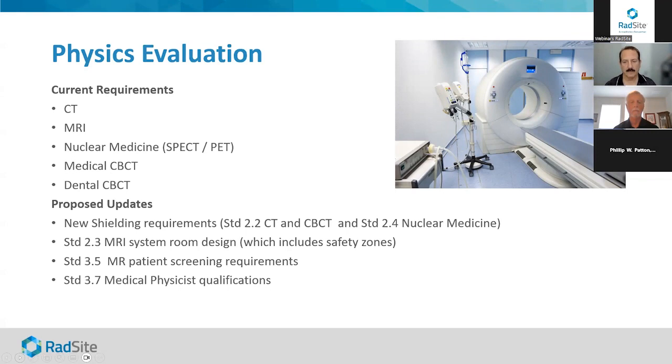Is it uniform? For PET, we're making sure we're getting the right SUV numbers. Again, the images are uniform. The resolution is where it needs to be.